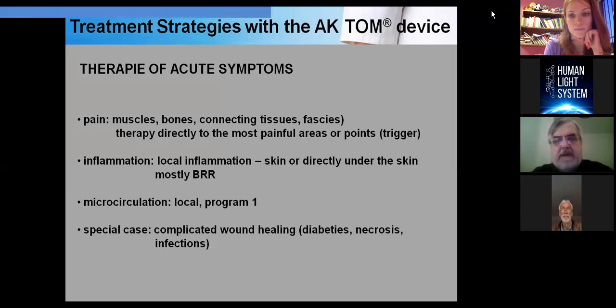A special case of improved microcirculation, which is very surprising and very helpful, is after surgery, but also after diabetic complications, necrosis, local infections, which complicate the wound healing. It's again the local effect. You put the oscillators on the place and you run program 1. If there is damaged skin, an open wound, it's forbidden to put the oscillators immediately on the wound. So in case of surgery or necrotic open skin, you must put the oscillators around these places.